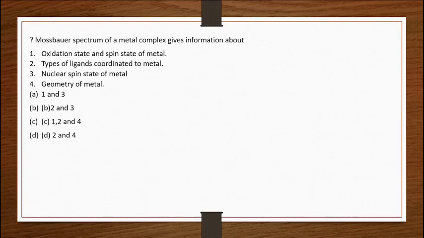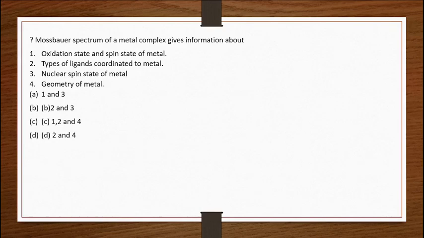If there is an asymmetry, then there will definitely be a quadrupole splitting. So you will get the geometry of the compound, and if there is an ambidentate ligand or such kind of ligand, there will be some shifting in the Mossbauer spectra upon increasing or decreasing the temperature. So you will definitely get the information about the type of ligands coordinated to the metal, oxidation state of the metal, and the spin state of the metal. If it changes the spin, then definitely there is a change in the spectra.